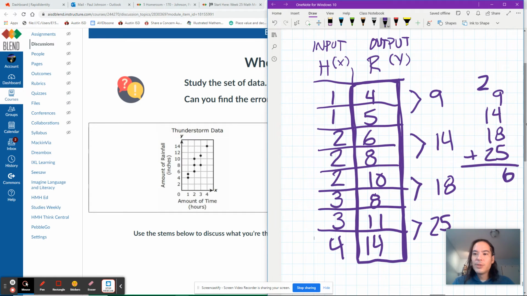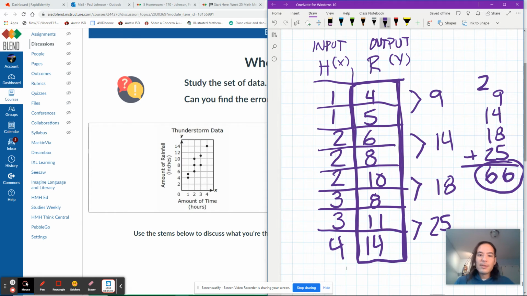All right, and then 2, 3, 4, 5, 6. It looks like in total, if we added all this stuff up, we would get 66 inches, right? So, let's go ahead and double check our work. 9, 10, 11, 12, 13, 14, 15, 16, 17, 18, 19, 20, 21, 26. Carry the 2, 2, 3, 4, 5, 6.